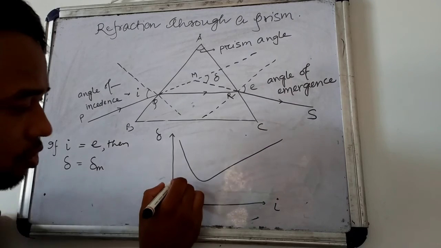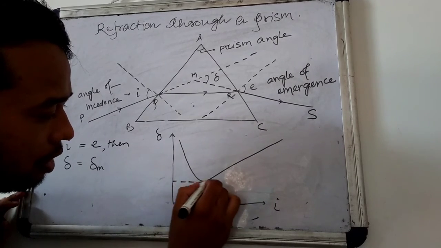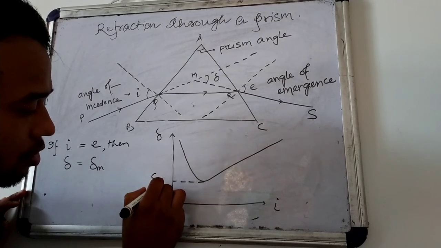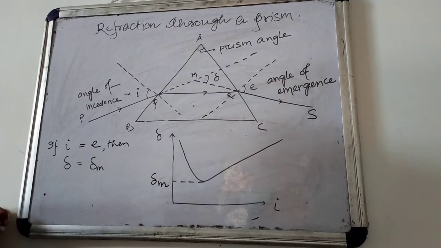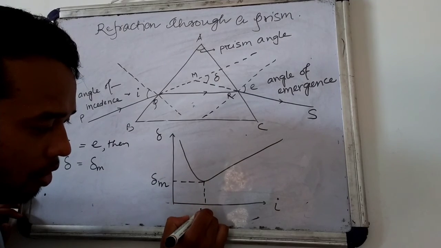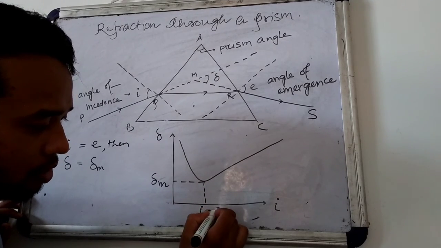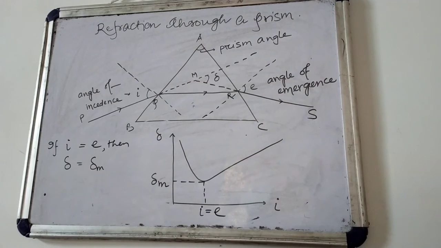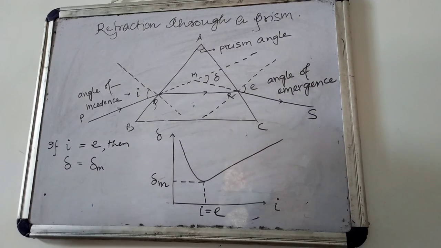Okay. So this minimum value of angle of deviation, this is called angle of minimum deviation, and to obtain that, at that point angle of incidence should be equal to angle of emergence. Okay.